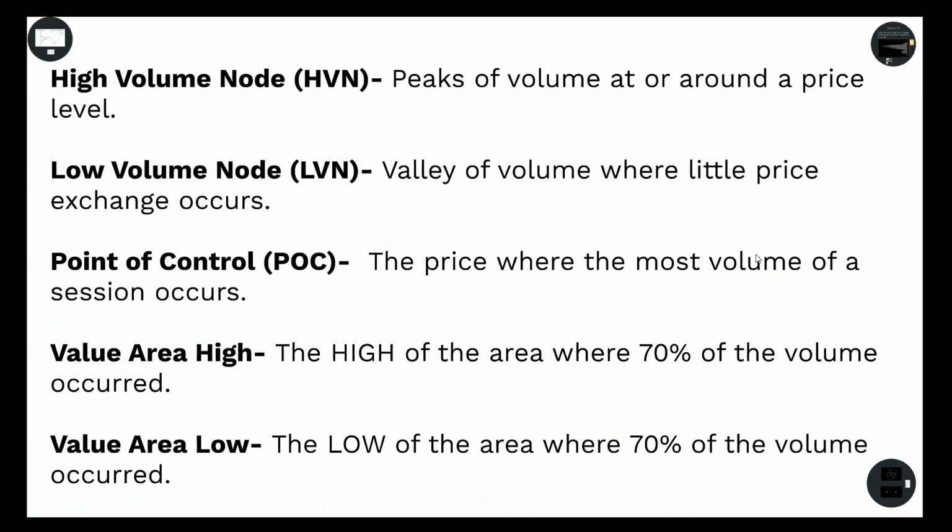So a high volume node is a peak of volume around a price level. A low volume node is a valley of volume where very little price exchange occurs. The point of control is the absolute most volume of that session or that time frame you're visualizing. That can be an RTH session, that can be 1 week, that can be a day, that can be a 5-minute candle. The value area high is the top of the 70% of the volume. The value area low is the low of the 70% volume. We'll discuss the value area in a bit more detail in a second. But what we want to get under our belts is the high volume node, low volume node, the point of control.